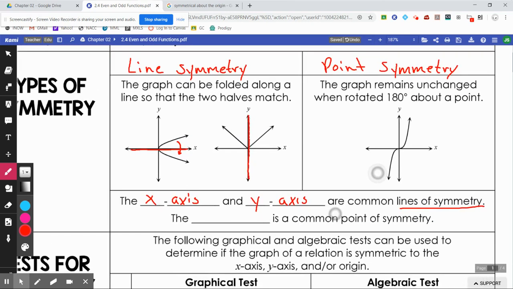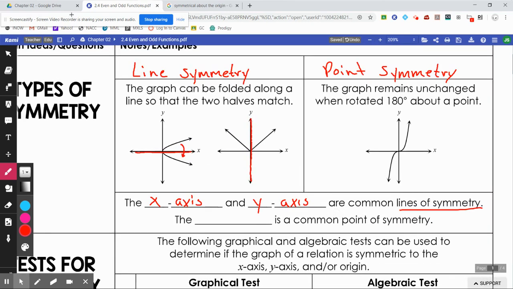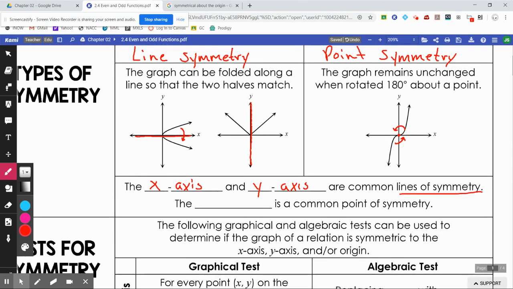Then we have point symmetry. Let me describe point symmetry. Point symmetry says we can take a graph and spin it 180 degrees. So if we rotate the whole thing, spin it around upside down, then it's the same graph. This is called point symmetry or rotational symmetry. Now our point of symmetry here would be the point (0, 0), the origin. So the origin is a common point of symmetry, and that's when we're talking about rotational symmetry or revolving around an axis.